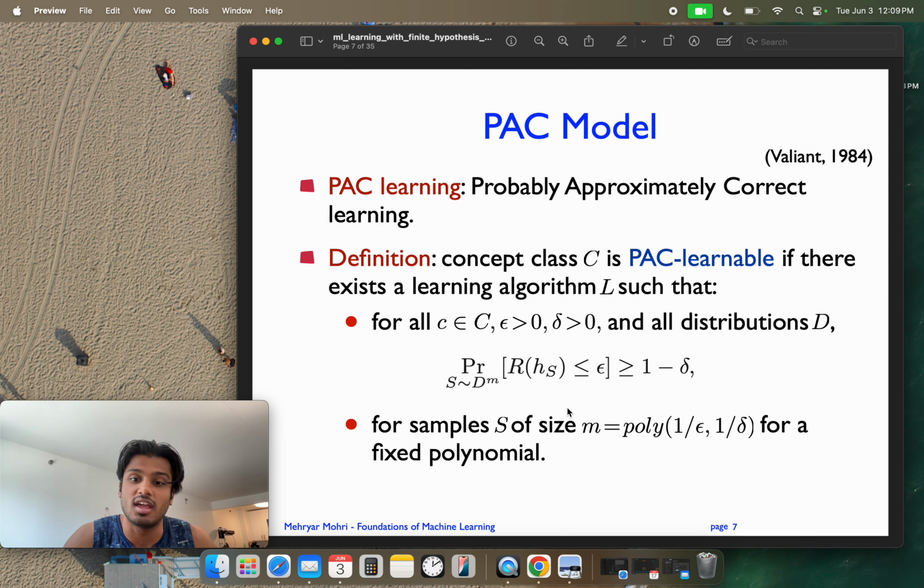But this is saying that if my sample size is polynomial, then I have a PAC-learnable algorithm. If some algorithm requires an exponentially higher number of samples, it is not PAC-learnable. This definition is simply what PAC-learnable means. If you give me a sample size which is polynomial in 1 over epsilon and 1 over delta, then concept class C is PAC-learnable if my algorithm can return a hypothesis with the guarantee that the errors are low with high probability.